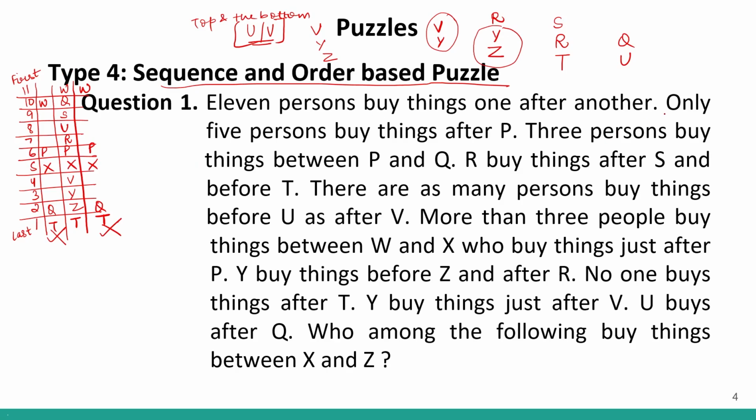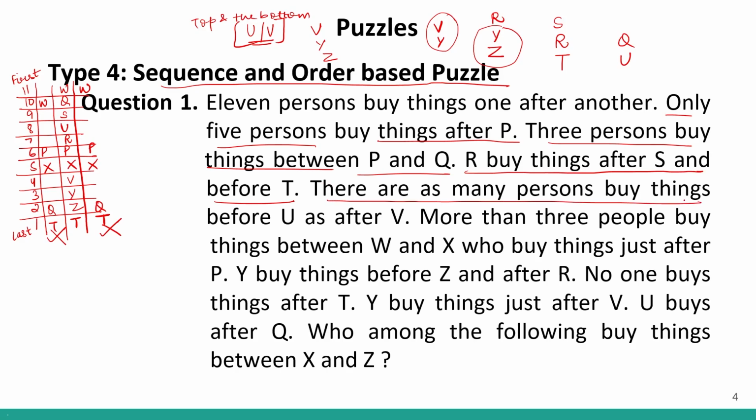The first statement said that only 5 persons buy things after P. So 1, 2, 3, 4, 5, this condition is satisfied. 3 persons buy things between P and Q. So I have my P here, I have my Q here. 3 persons are buying things between P and Q. This condition is also satisfied. R buys after S and before T. So R is buying after S and before T. So this is also satisfied.